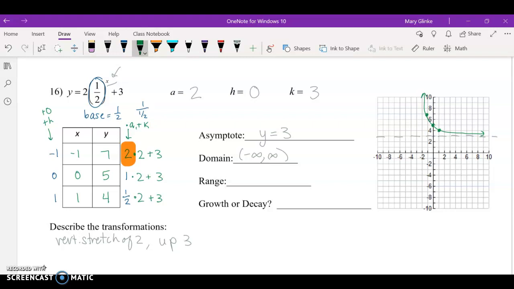Our range from low to high is going to start at our asymptote and point up forever. And this one, our base is 1/2 and our graph is decreasing, making it decay.